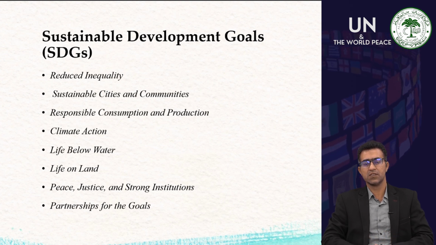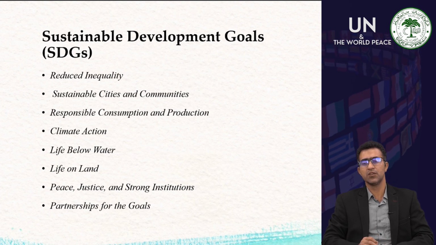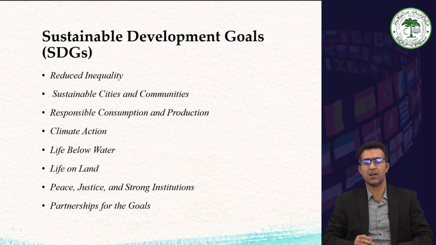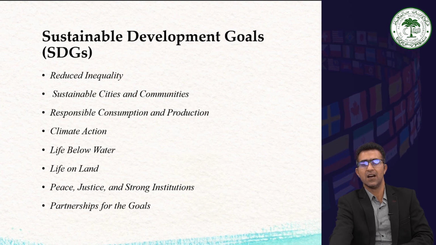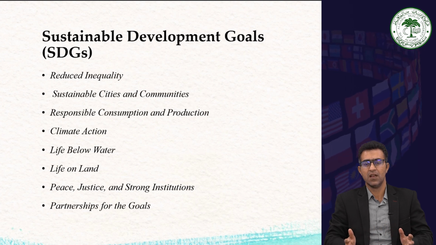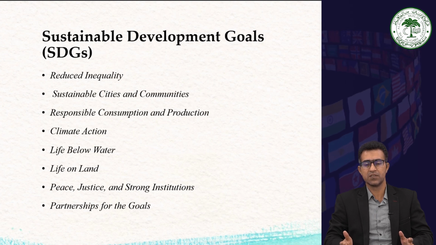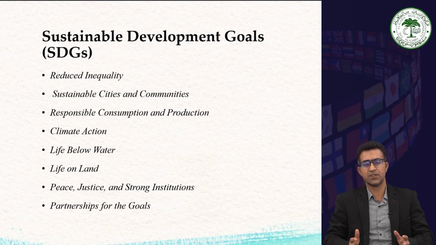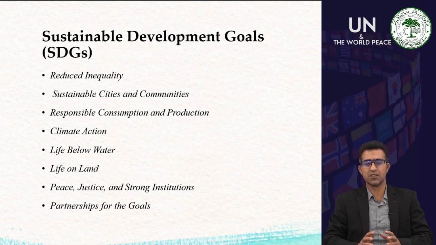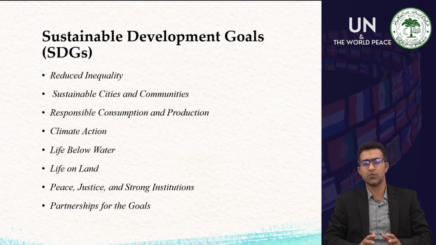The 14th objective is life below water, means to conserve and sustainably use the oceans, seas, and other water resources for sustainable development. So, the target is to prevent and significantly reduce sea pollution, protect coastal ecosystems, regulate harvesting to ensure sustainable fisheries. Life on land, means to protect, to restore, to promote sustainable use of terrestrial ecosystems.